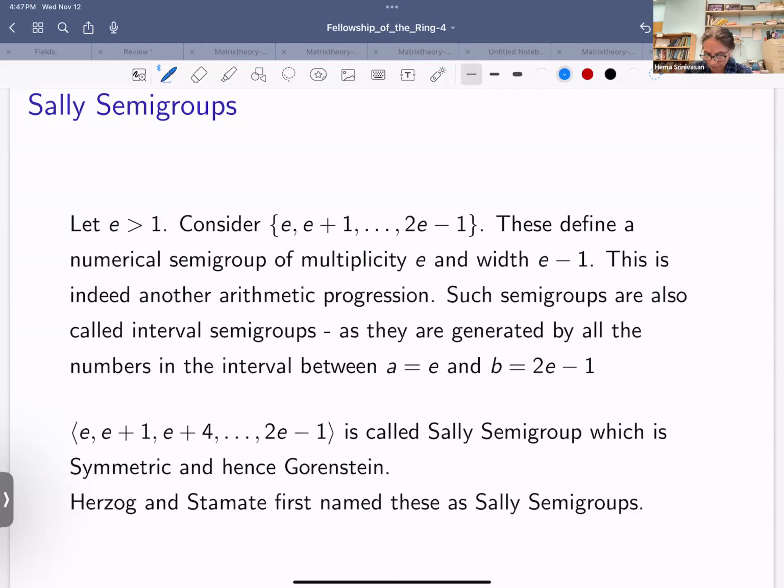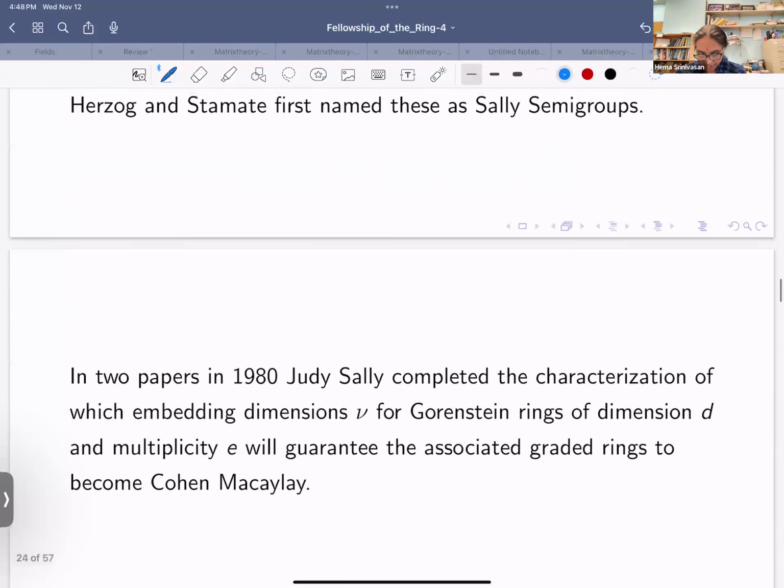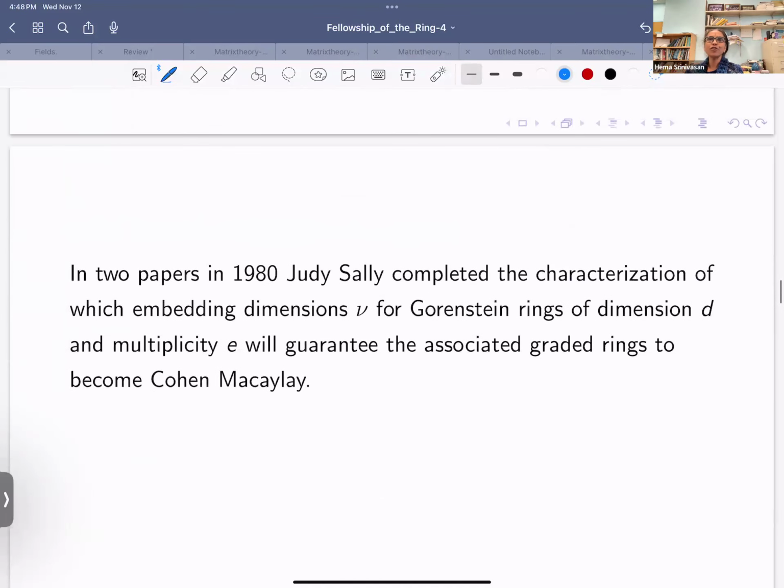And this is what this semigroup is. Now look at this one. This is the one with e plus 1, and I'm dropping two things, e plus 2 and e plus 3, and then I have the rest of them there. This is called the Sally semigroup. It is a symmetric semigroup, and so the semigroup ring is Gorenstein. Herzog and Stamate first called it that, and we'll see why. Why did it come about?